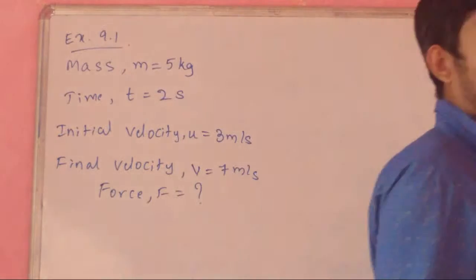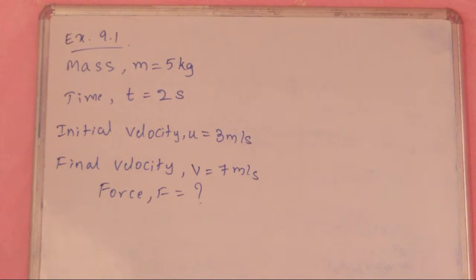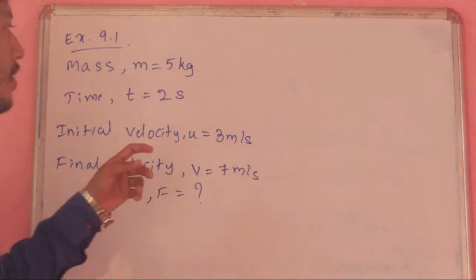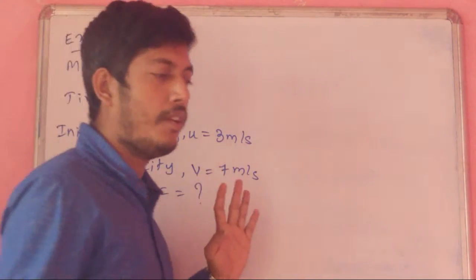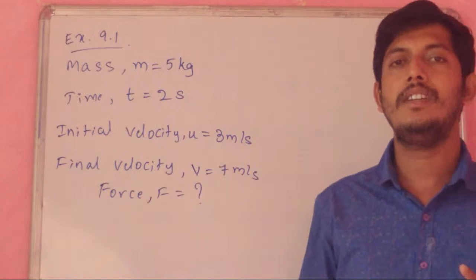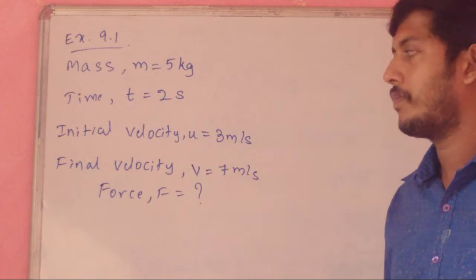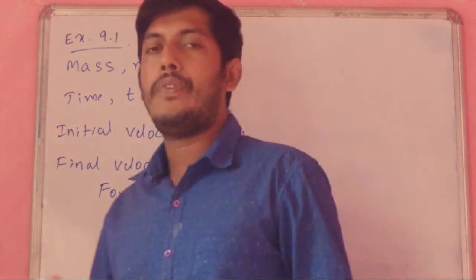Okay, I think everyone understood how to write the given data. Small letter m is the symbol used to represent mass, small letter t is the symbol used to represent time, small letter u is the symbol used to represent initial velocity, and small letter v is the symbol used to represent final velocity. So now we have to find out the force.